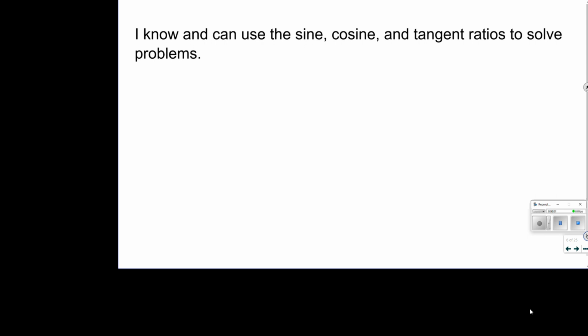Okay, today we're going to learn about the sine, cosine, and tangent ratios. Once we learn those, we're going to use them to solve problems. So you can look at our learning goal there, and if you want to pause it for a moment, you could write that down.